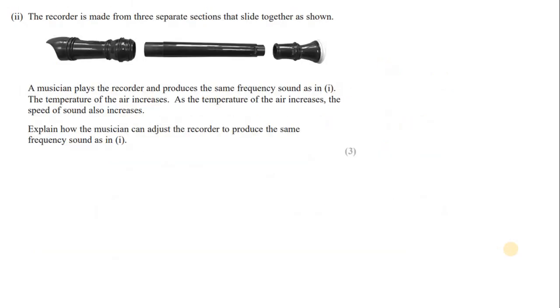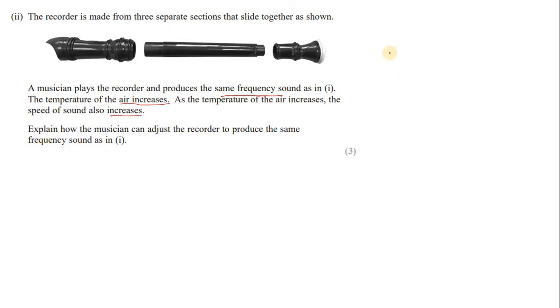The recorder is made from 3 separate sections that slide together as shown. A musician plays the recorder and produces the same frequency sound as in one. The temperature of the air increases. As the temperature of the air increases, the speed of the sound also increases. Explain how the musician can adjust the recorder to produce the same frequency of the sound.